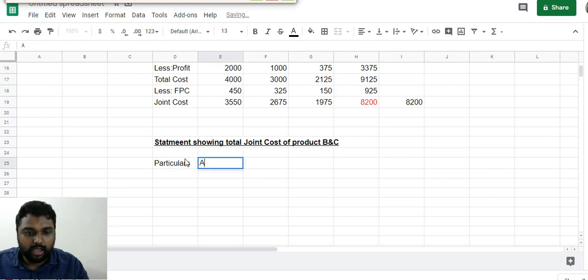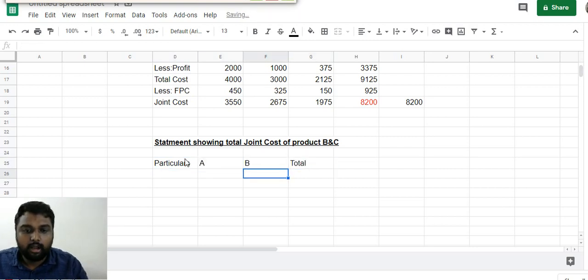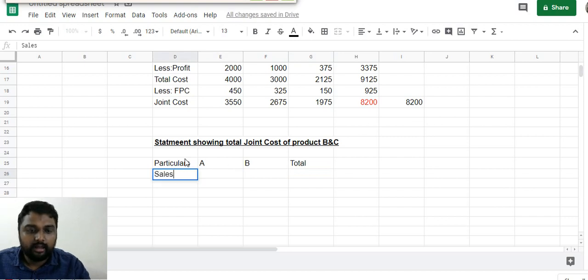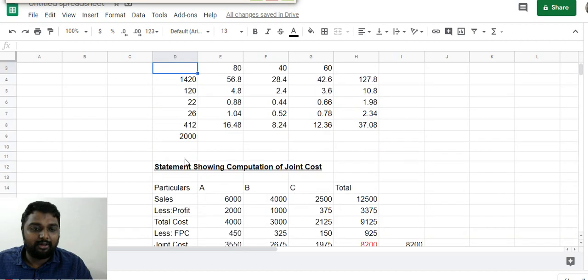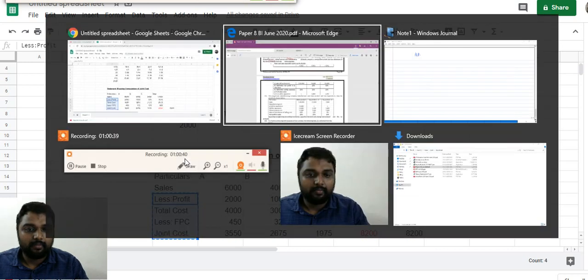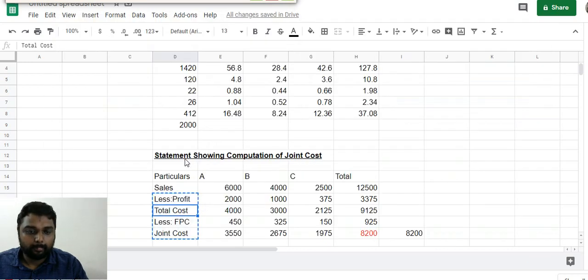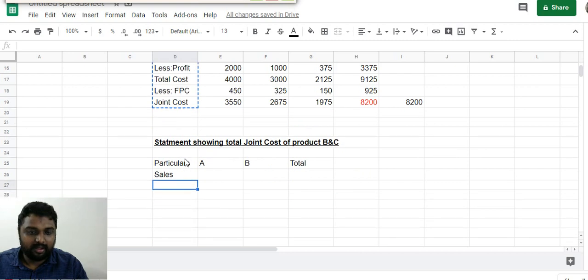We have A, we have B, we have to take one total column. What is the sales of A? Sales of A, the same thing. Not even want to write again. We have sales less profit. I hope we can write here itself. Equation also we can use the same. Not even want to type.